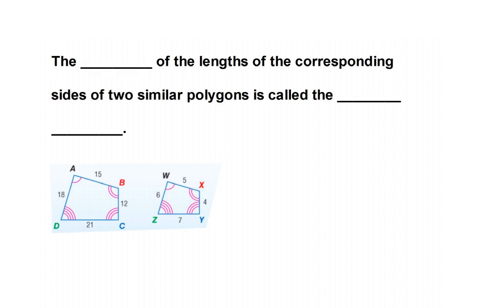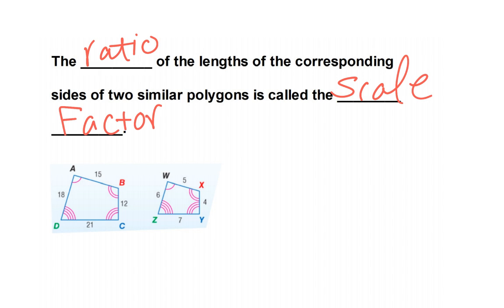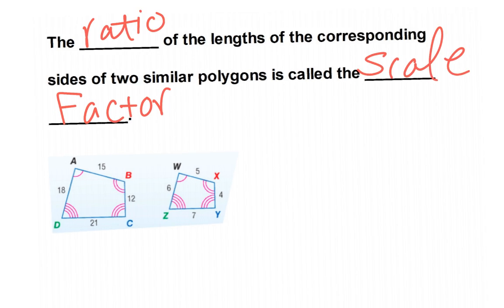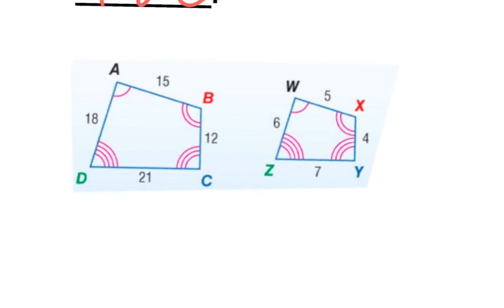All right, so the ratio, that fraction of the lengths of the corresponding sides of two similar polygons, is called the scale factor. Scale factor.